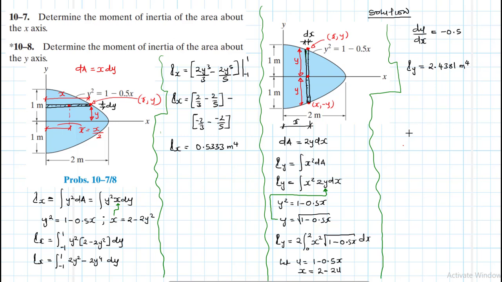Great. So we have all the answers. We have Ix, which is equal to 0.5333 meters to the power 4, and we have the moment about the y-axis, which is 2.4381 meters to the power 4. Of course, we have a higher moment of inertia about the y-axis, and it makes sense even when we look at the distribution of area from the y-axis.